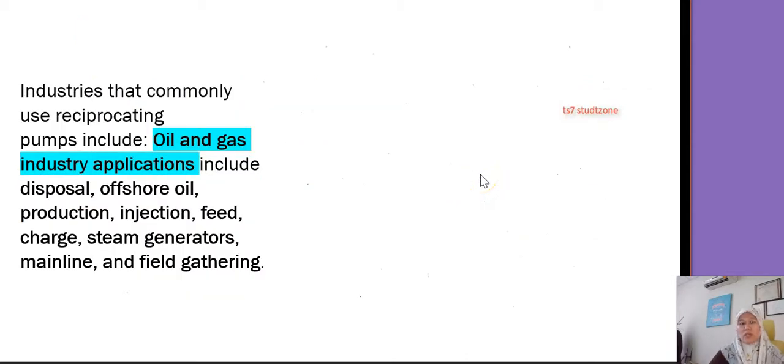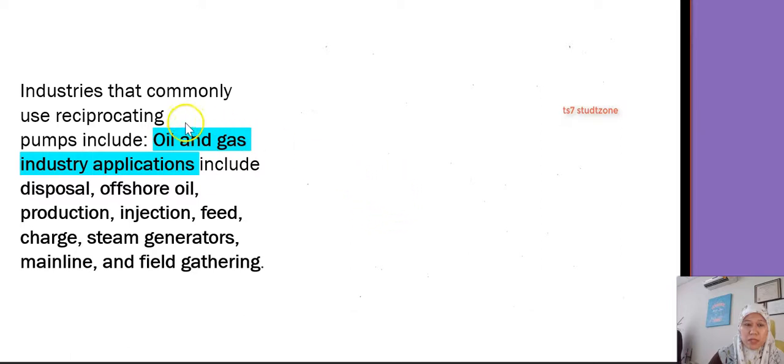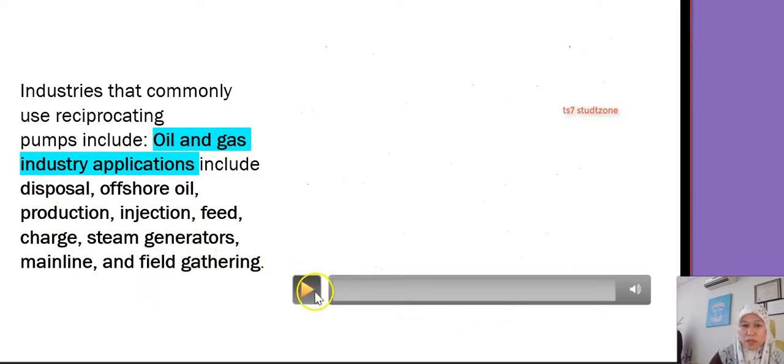Okay, let's look into the mechanism of the reciprocating pump. And this is the application, used in the oil and gas industry, especially in offshore oil production, injection, feed, and all this process. So let's look at some videos.